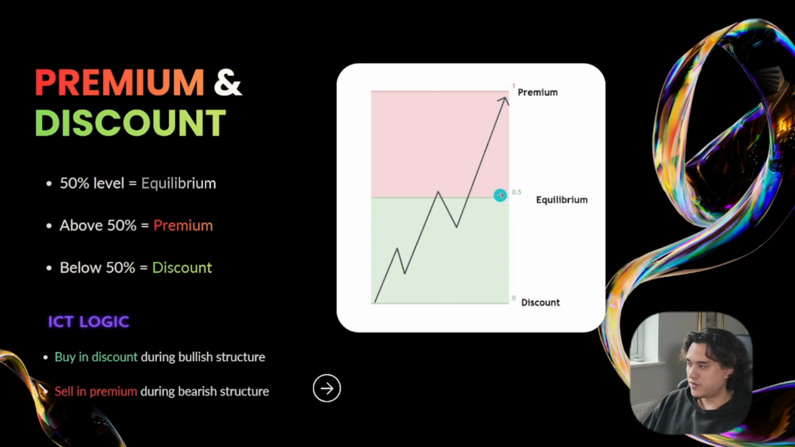Everything above the 50% is considered premium. This is where price is expensive. And everything below the 50% level is discount. This is where price is cheap. This gives us the fundamental logic of institutional trading.